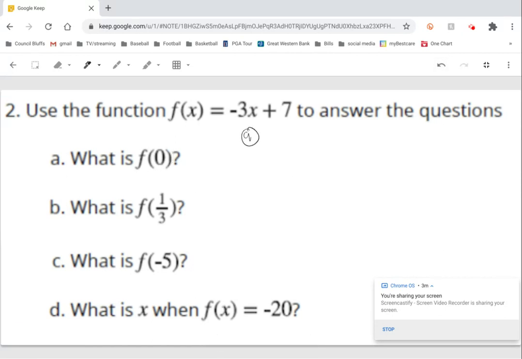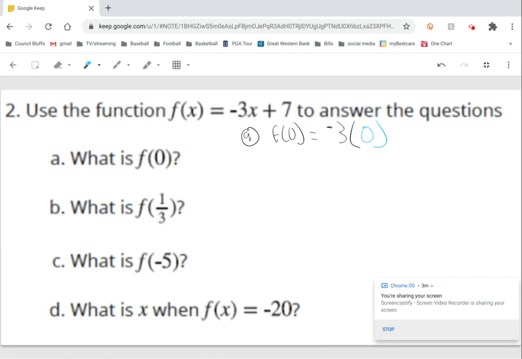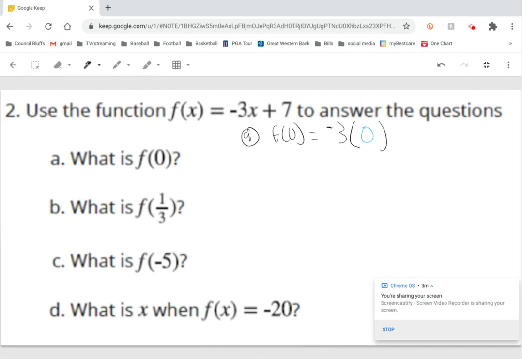So let's do that. So for part A, f of 0, I'm going to replace x with 0. And then calculate the answer. So negative 3 times 0 is 0. 0 plus 7 is 7. So part A, f of 0 equals 7.